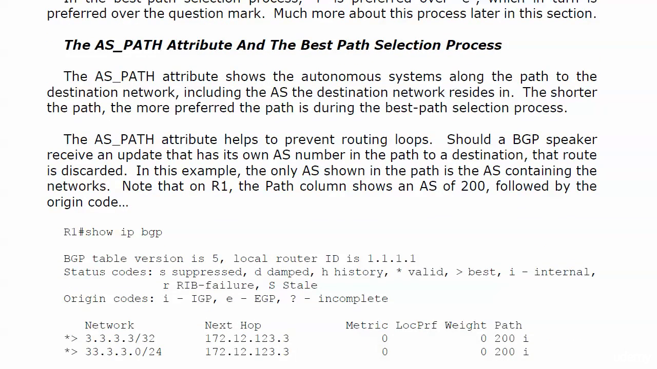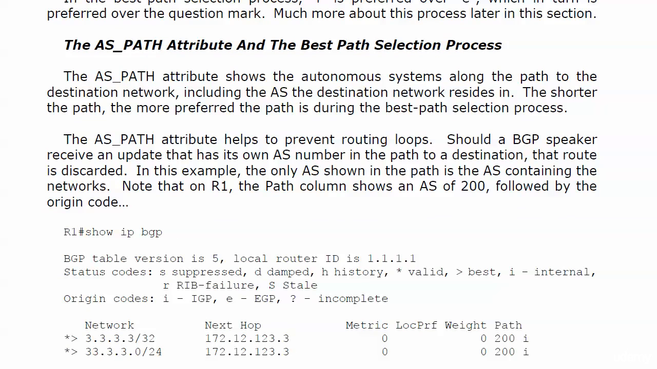We're going to talk about the best path selection process here and the AS path attribute, which we saw briefly in the other video. The name is the recipe. It shows us the autonomous systems along the path to the destination network, including the AS the destination network resides in. The shorter the path, the more preferred the path during that best path selection process.